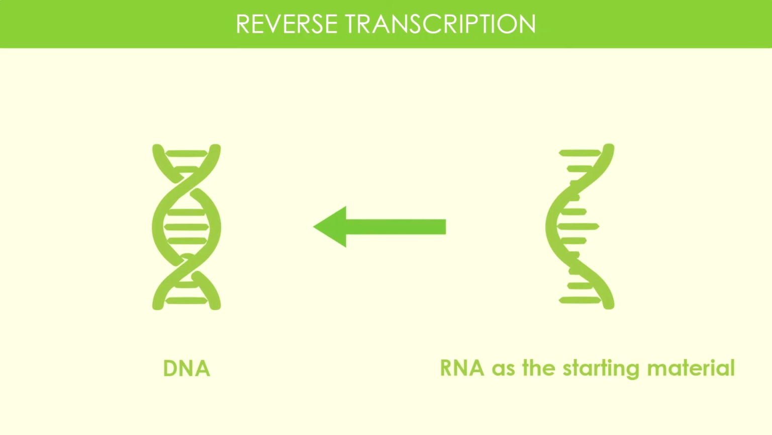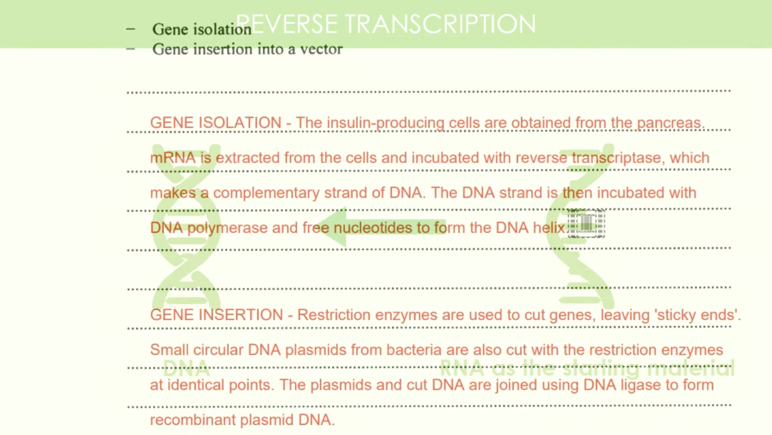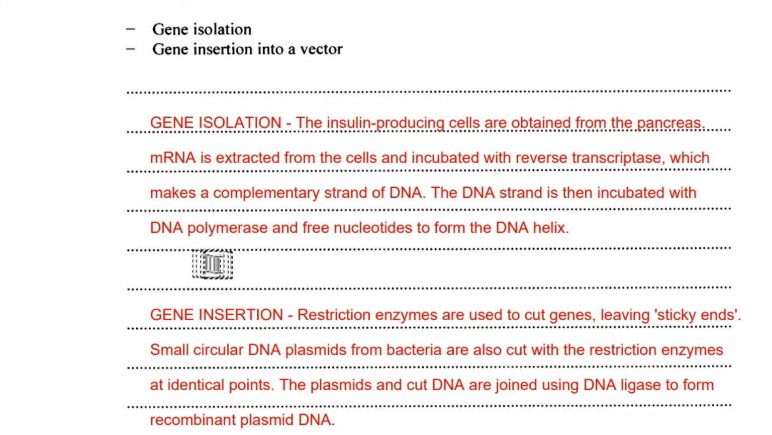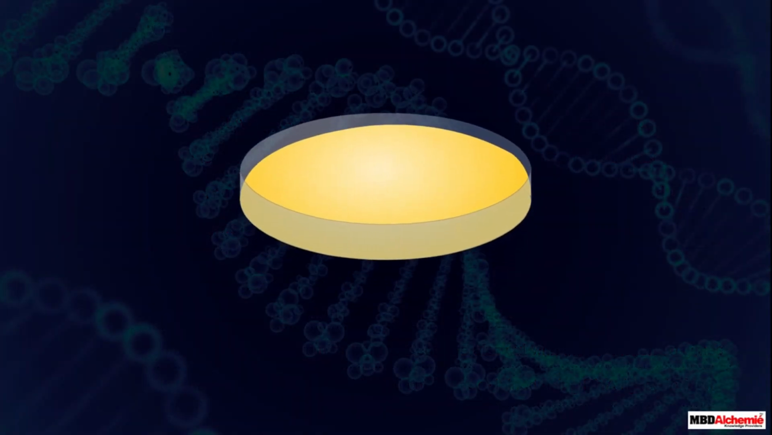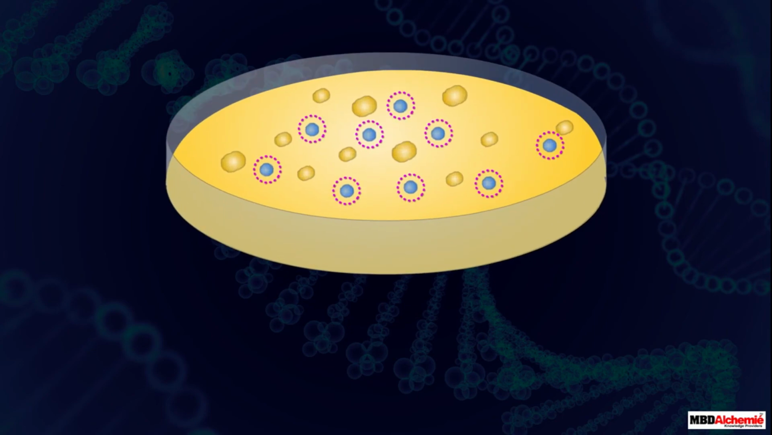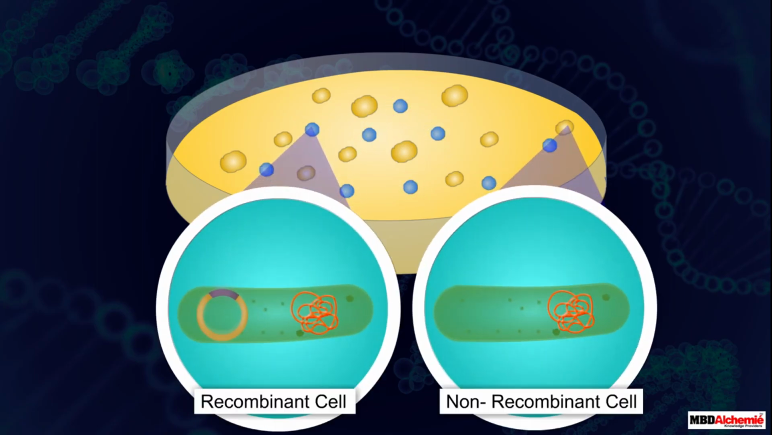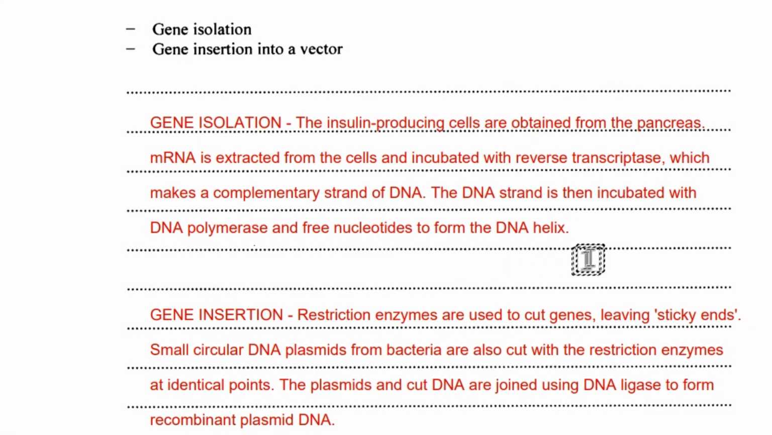It's just the reverse. So the DNA strand is then incubated with DNA polymerase, and what this is going to do is allow more and more DNA polymers to be built, more and more DNA strands. So you started off with just one, but now you could have them in thousands. And free nucleotides to form the DNA helix. This is basically what is happening: you are building multiple strands of DNA, right? So you're isolating the gene, the mRNA, and you are building new DNA from that using reverse transcriptase.